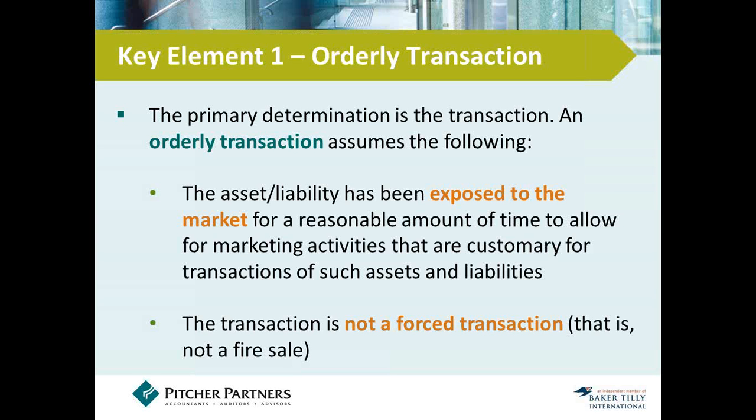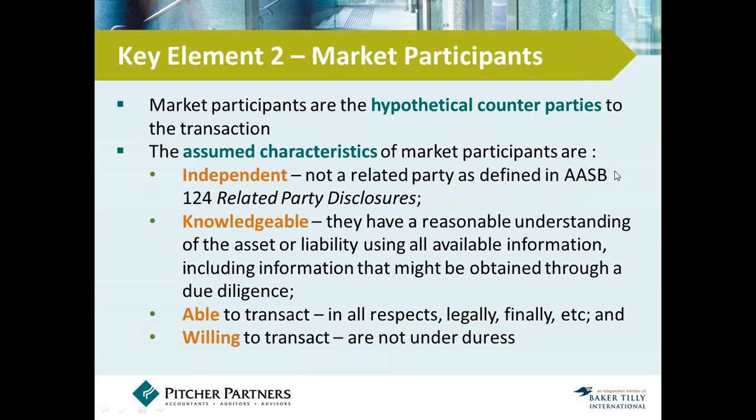So if we have a house, and usually it will take us a bit of time to put the house on the market, and we have an open for inspection for 4 weeks, and then we have an auction, then we would be looking for a similar process to determine market value if we are selling property. So we're looking at what is an orderly transaction for this specific asset. The other one, or key element two, is market participants. So again, this is hypothetical counterparties.